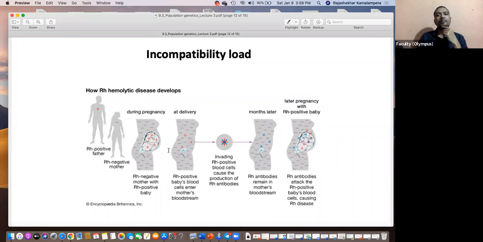So O negative people are universal donors. We take blood from them. Or if he is a B positive person, he can take it from O positive. But a B negative person cannot take blood from an O positive person, because an O positive person carries Rh factor. When you donate the blood to the person with B negative, the receiver's body will recognize the Rh factor and will make antibodies against it.